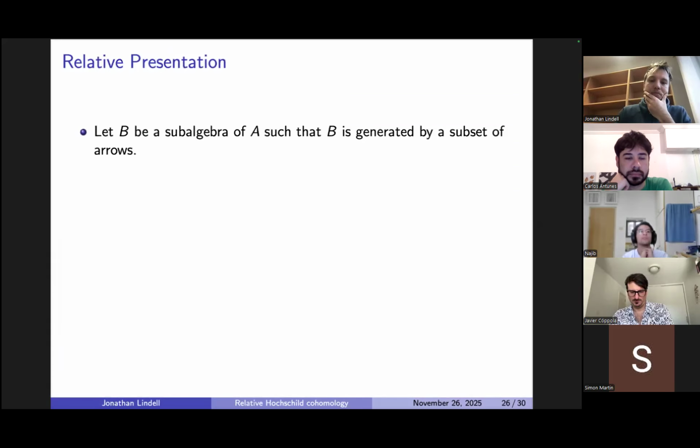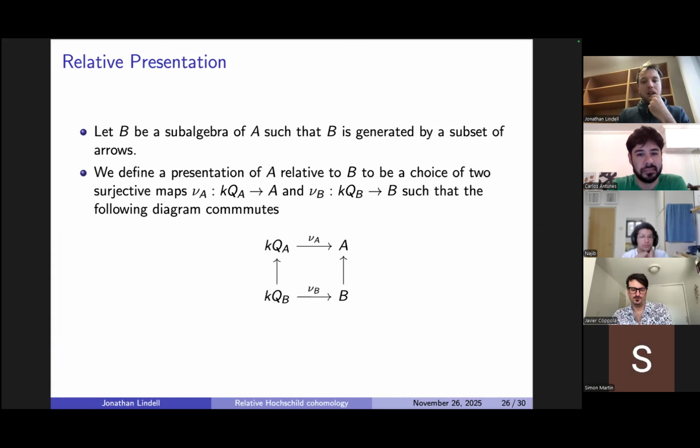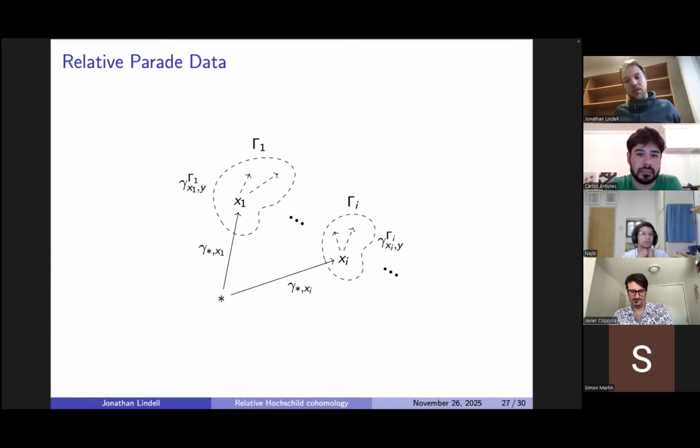Okay. So what is the connection with relative Hochschild cohomology? Now we need to find a relative presentation. We take B to be some subalgebra, such that B is generated by a subset of the arrows. A relative presentation would just mean a presentation of the respective algebras such that this square commutes. And lastly, we need to find what happens to the parade data in the relative setup.